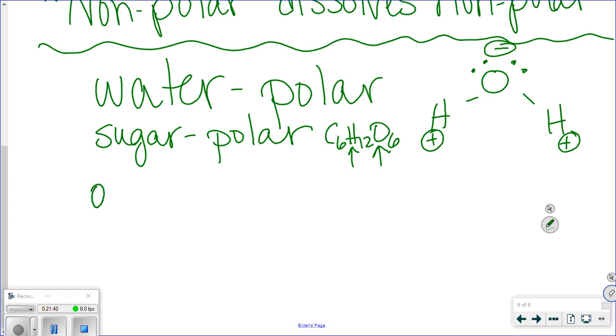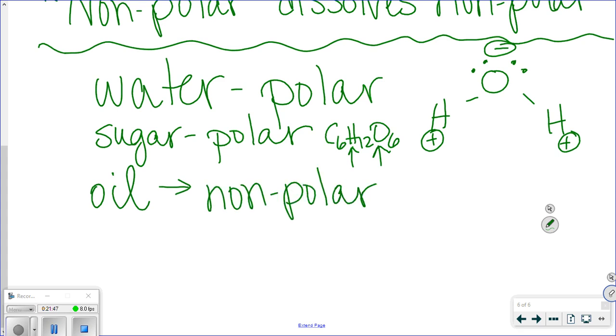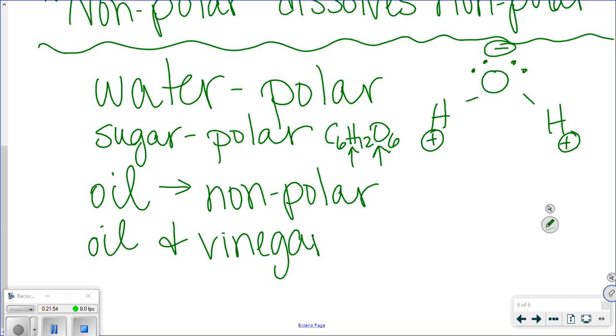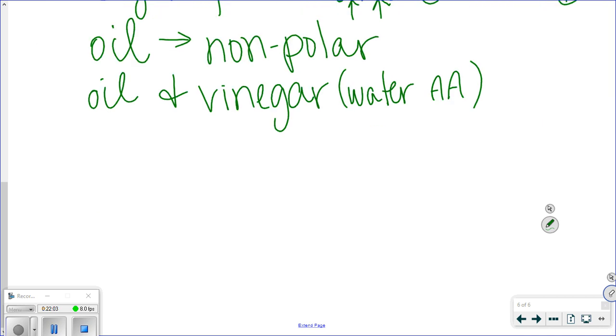Now, oil, on the other hand, oil is nonpolar. Okay? So what happens when I have oil and vinegar? Remember that vinegar is just what? Water plus acetic acid. Okay? They don't combine. So why is that? Because oil is nonpolar, vinegar water is polar. So you have to have nonpolar with nonpolar, polar with polar.